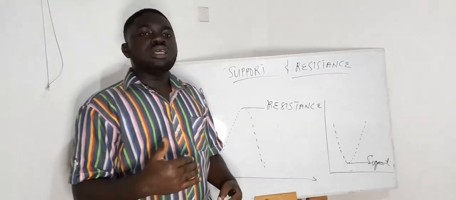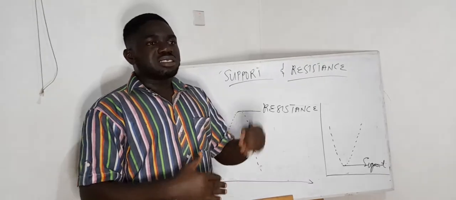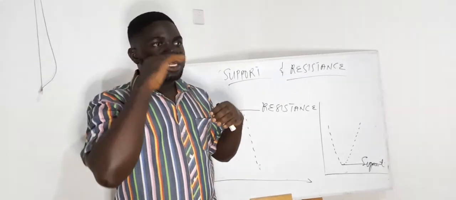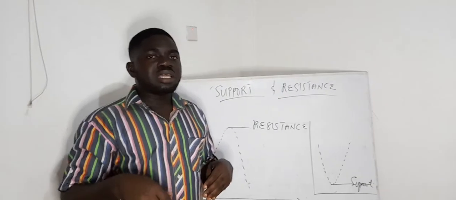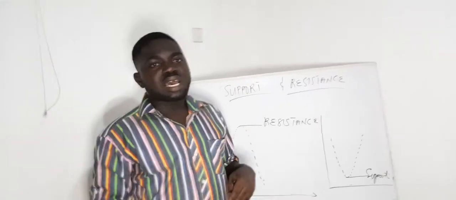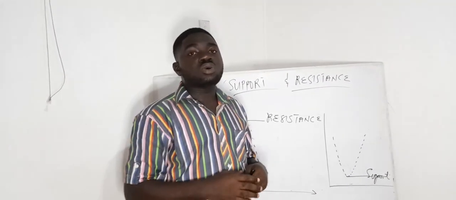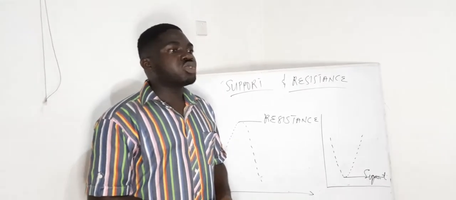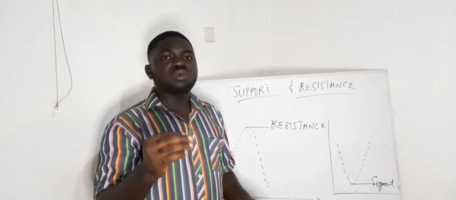So in other words, you must see support and resistance as a price level in the market that stops to make a turnaround either to the upside or the downside. When it makes a turnaround to the downside, it is called resistance, and when it makes a turnaround to the upside, it is called what? Support.